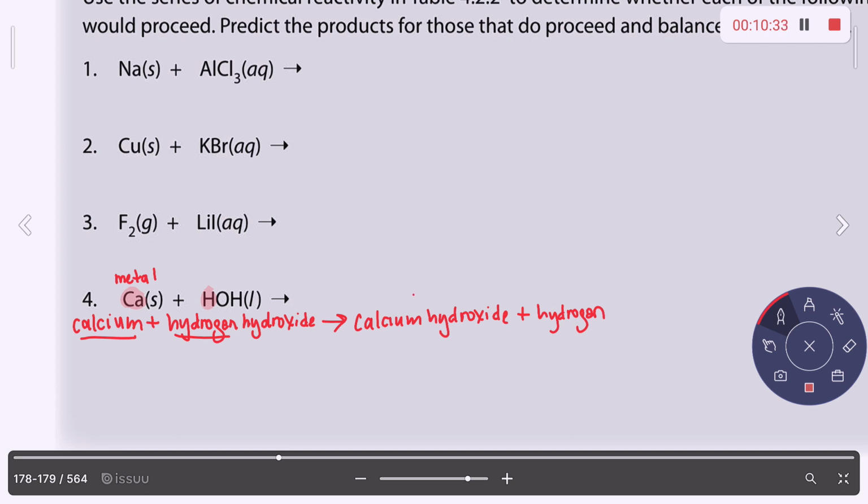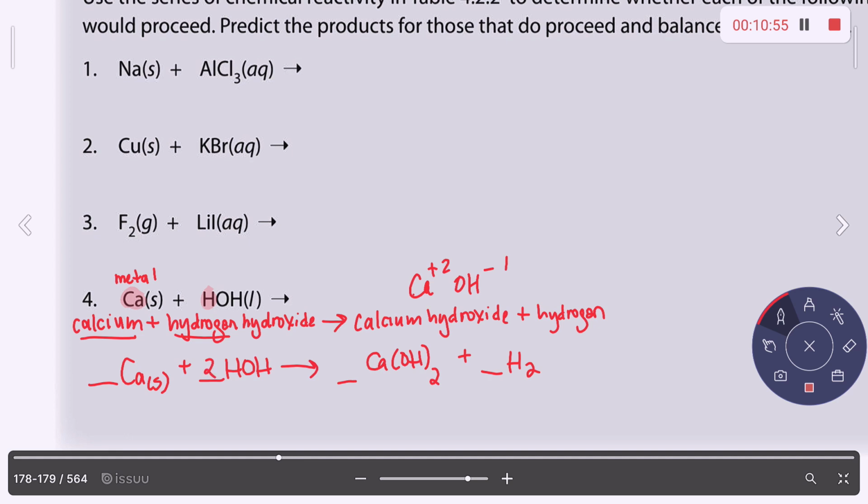Okay, so calcium, we already have that. And then we have the water. Calcium hydroxide is Ca2+, OH−. You have to put parentheses around the hydroxide because you need to write more than one of them. Hydrogen is diatomic, so you would write H2. This is not balanced. You would need a 2 in front of the HOH to balance it, okay?